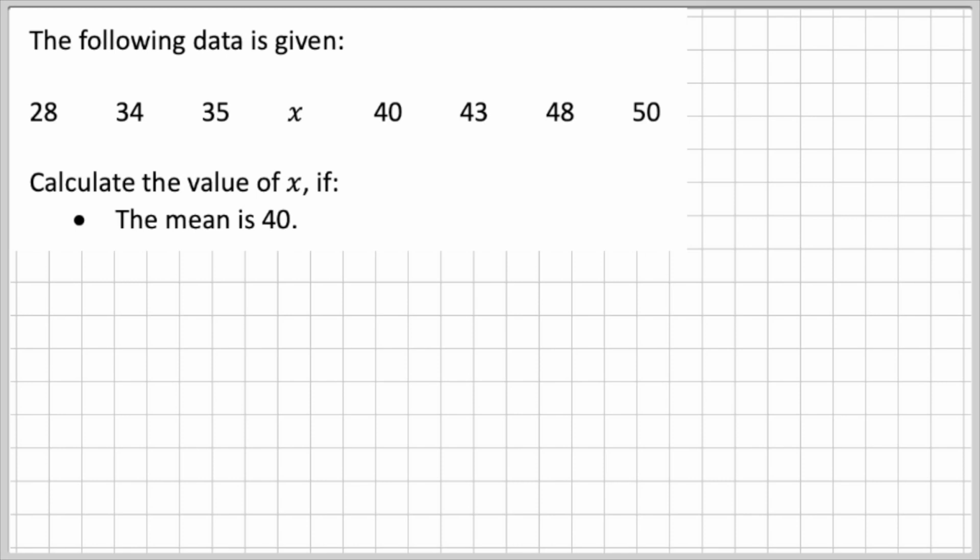So the following data is given: 28, 34, 38, x, 40, 43, 48, and 50. Calculate the value of x if the mean is 40. Go for it, ladies and gentlemen. Try it yourself.